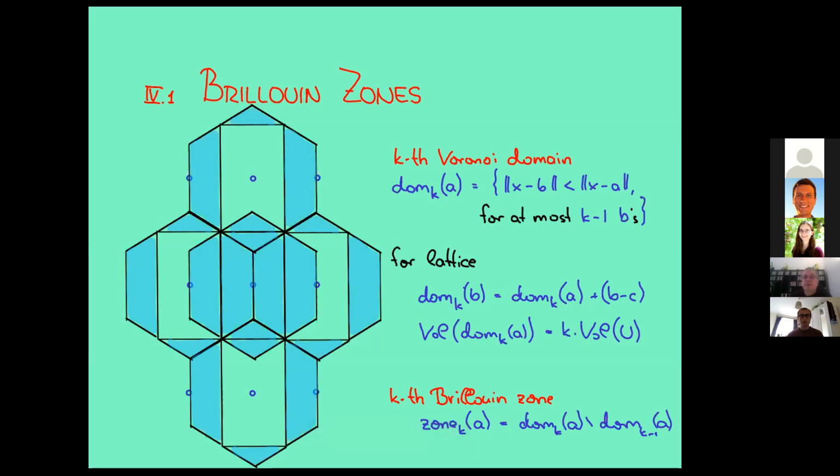And I could repeat this construction. So I could put all of them in, and then they again cover the entire plane exactly once without overlap. So this proves that the second Brillouin zone, or in general the kth Brillouin zone, has volume exactly equal to the volume of the fundamental domain. And that's also why earlier I said the kth Voronoi domain has volume K times the volume of the fundamental domain. All right.